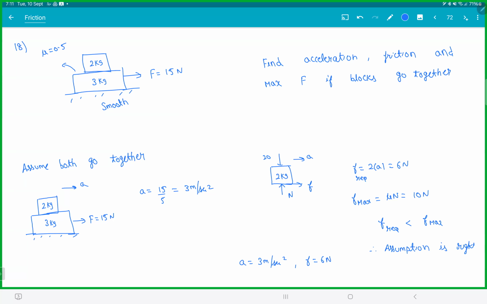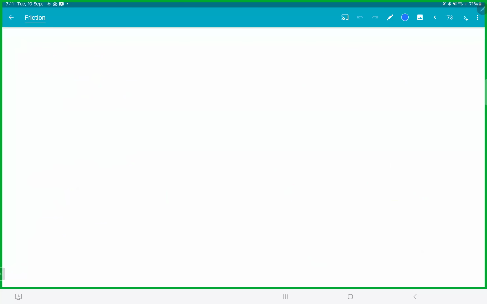Have a look at the steps. Now, the second part of the question, you said maximum F if blocks go together. That word itself gives you something. Maximum F, matlab the blocks are on the verge of slipping and they're going together. Means both are happening. For maximum F, both are going together.